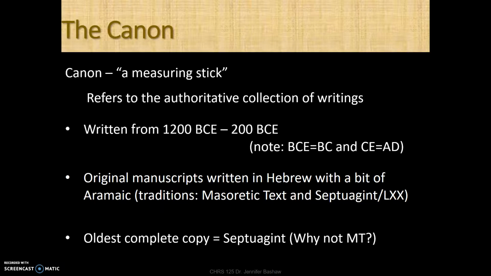But as you are reading through your textbook, make sure you note that it's the Septuagint, the Greek version, that we have the earliest complete copy of. And you can ask yourself as you're reading, why is it not the Masoretic text that we have, if that was the original language and the original documents?